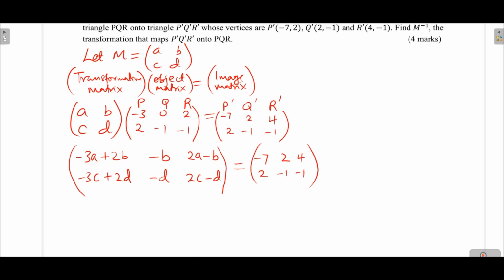So, in this case, we can easily get B and D. So -B corresponds to 2, and therefore B is -2. Then we have -D corresponds to -1. Therefore, D is equal to 1. We need also to find the other values. Now we are remaining with C and A.